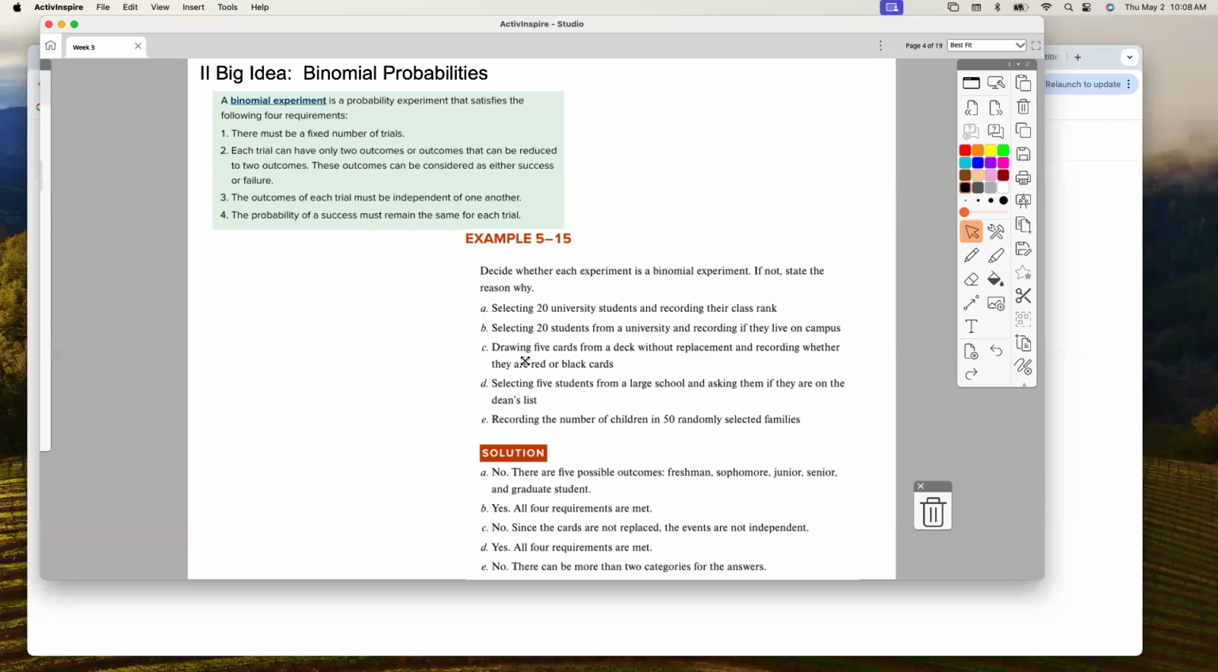So I'll let you pause here to do the other ones. I don't want to talk through all of these, but I just wanted to explain why A was not and B was, and then I'll leave the rest for you to go through yourself.